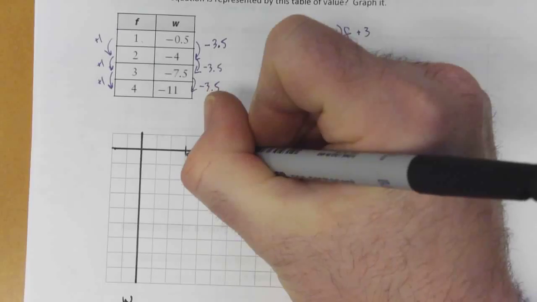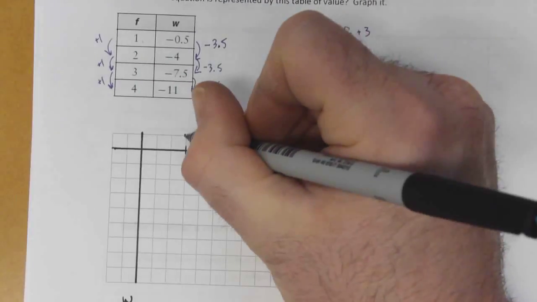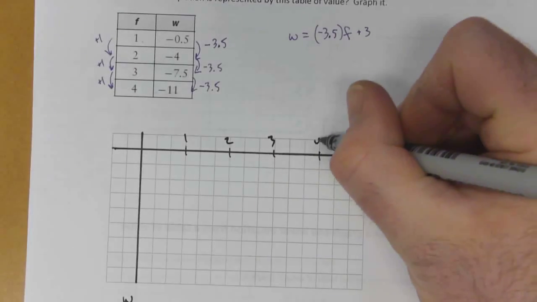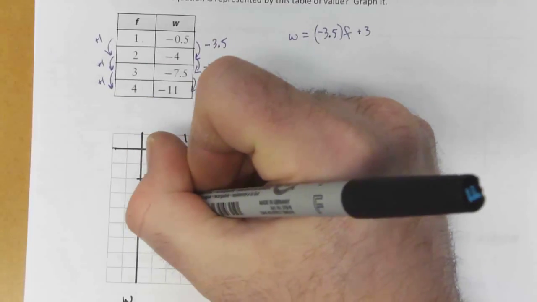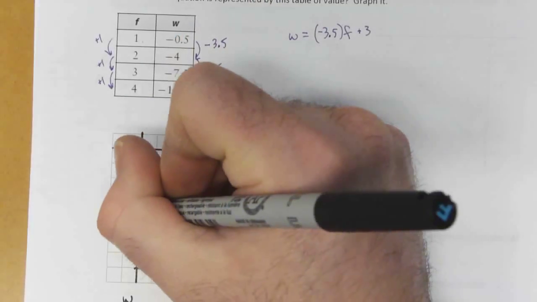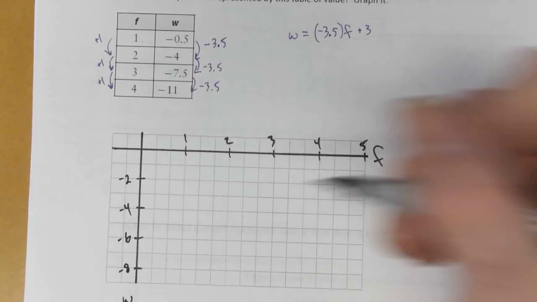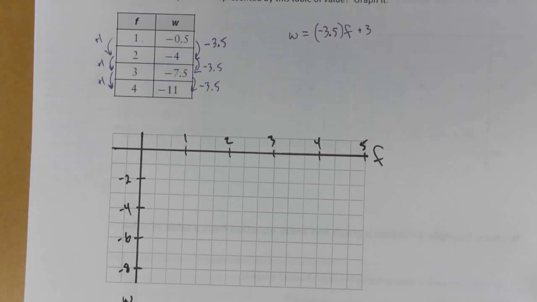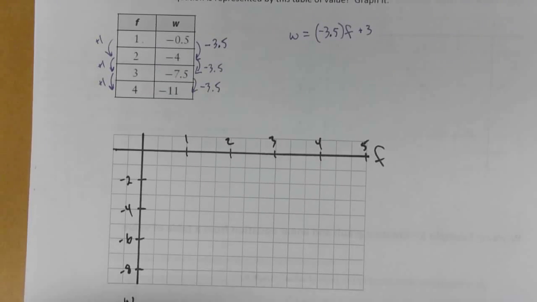So we're going to go every 3 again on this one. So it's 1, 2, 3, 4, and 5. And on this one, we're going to go down by 2s. And in actual fact, that's what these numbers are going to be as well. All right, so now we can plot some points.